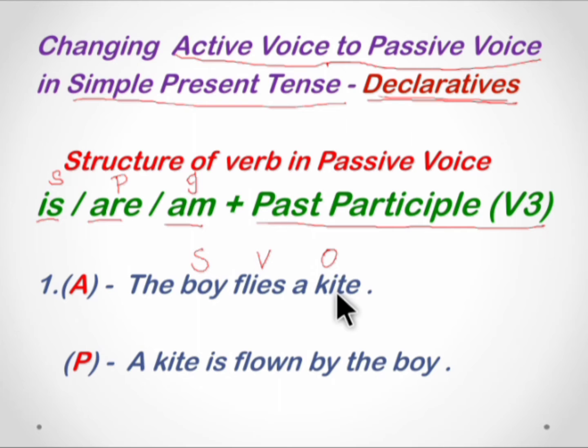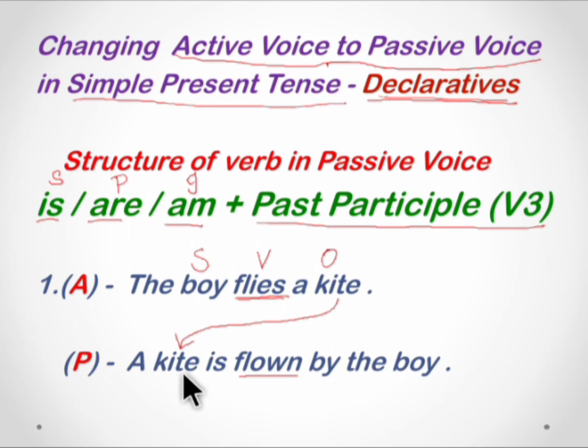The object in the active voice will become the subject of the passive voice. So a kite will become the subject of the passive voice. Now the verb is flies. This is present tense. Fly or flies is the present tense. Flew is the past tense. Flown is the past participle. So this flies will become the past participle, flown.